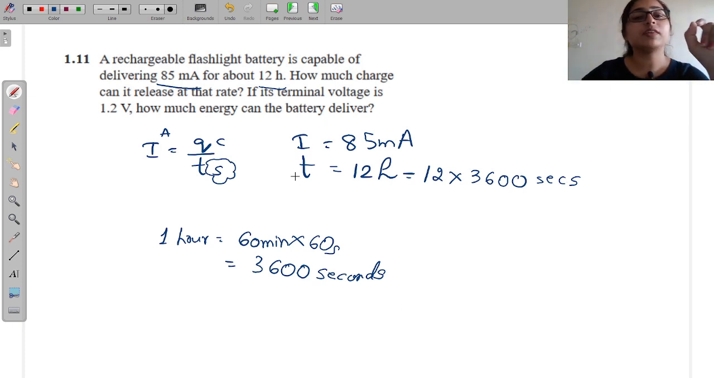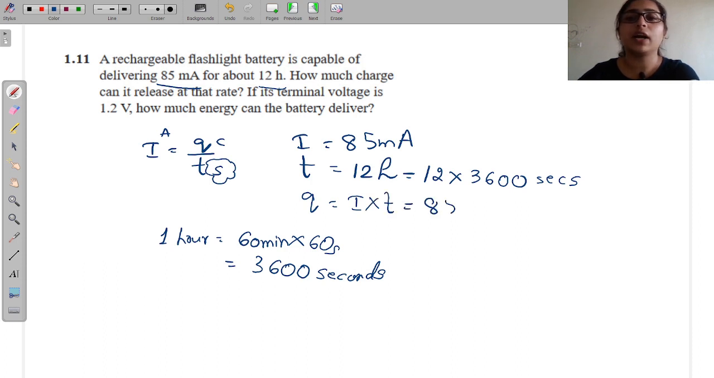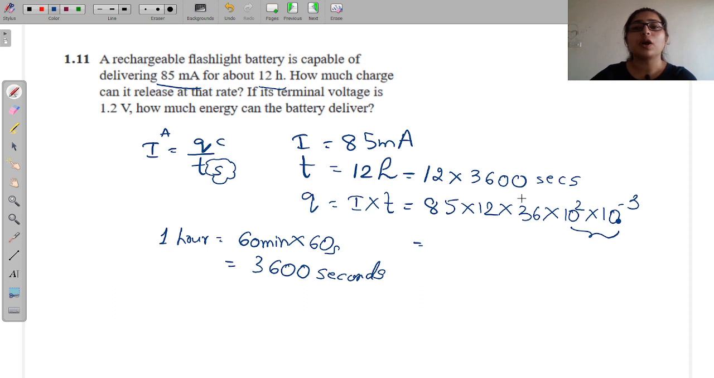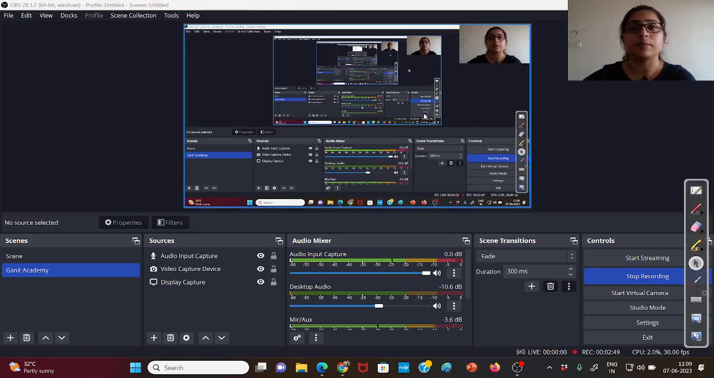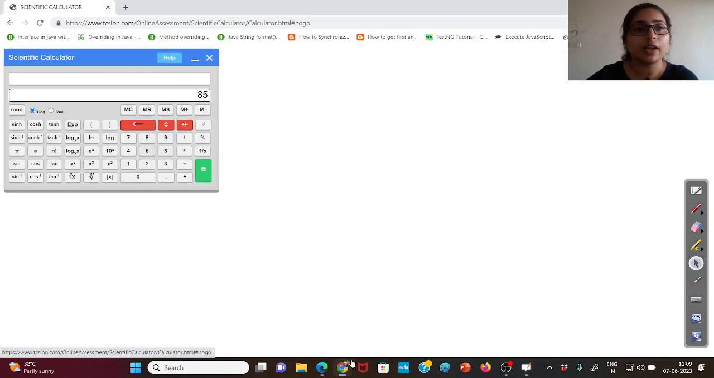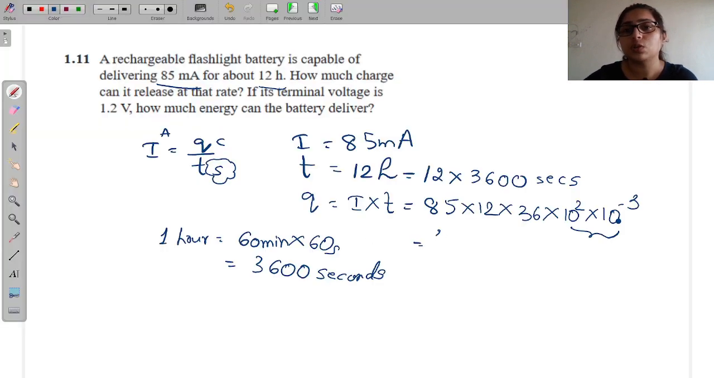Now the time is given, the current is given. So what is the charge which is released at this particular rate? To find the charge, once again it is I into T. So I can write this as 85 into 12 into 36 into 10 to the power 2 into 10 to the power of minus 3. The milli I have written here, and the two zeros I have taken as 10 to the power of 2. So this will give you 10 to the power of minus 1. So 85 into 12 into 36 will give you 36720. Divided by 10, that will give you 3672. So 3672 coulombs is the answer.